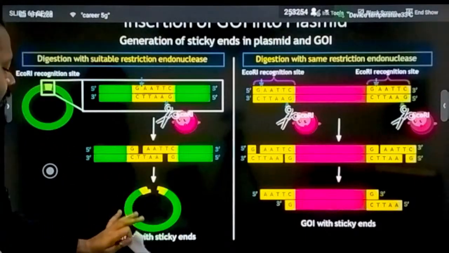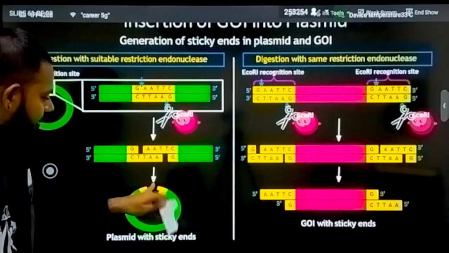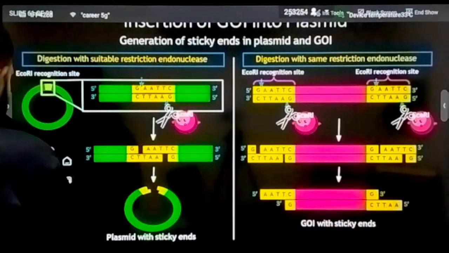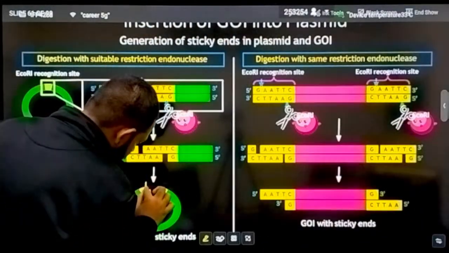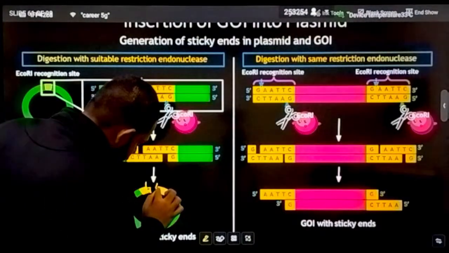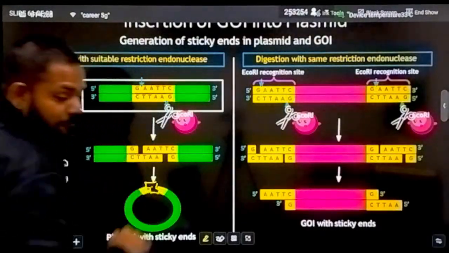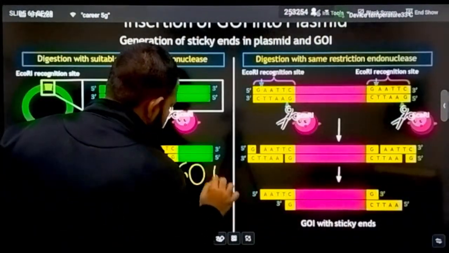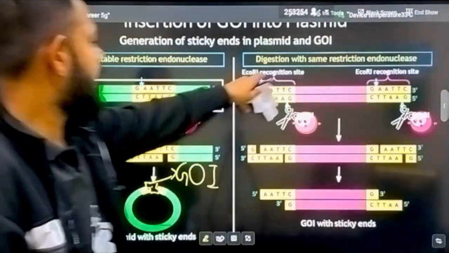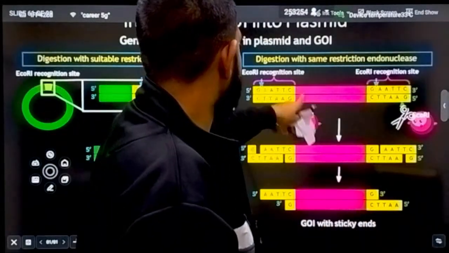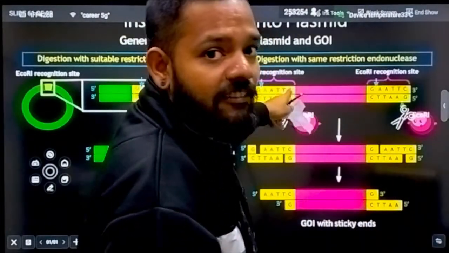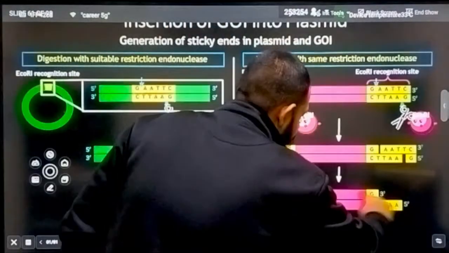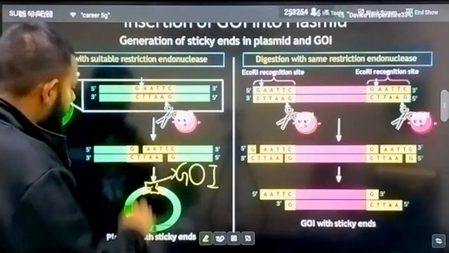Now it's a plasmid with sticky ends. Your plasmid has a sticky end. Now this area should be filled, and it is filled by your gene of interest. See, digestion with the same restriction endonuclease. Now you have the gene of interest having the same recognition site for EcoRI, and it will cut your DNA like this.